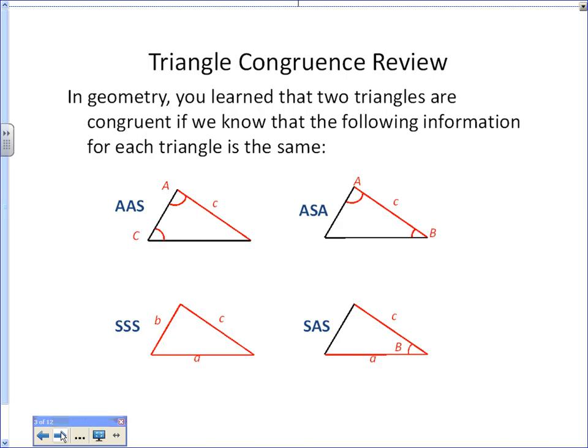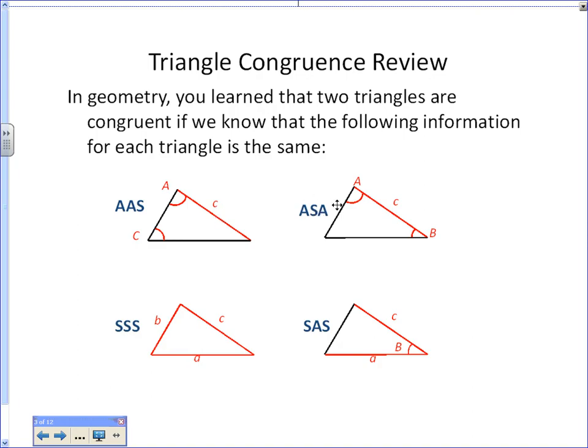Before we talk about that, we need to review a little bit of geometry so that we're all familiar with these terms. In geometry, you learned that two triangles are congruent if the following information for each triangle is the same, starting with angle, angle, side. For angle, angle, side, I know two angles, and then I know a side that's next to one of those angles, not the side in between. It means angle, angle, and then I have a side. Any triangle that has the same angle, angle, and side is going to be the exact same triangle.